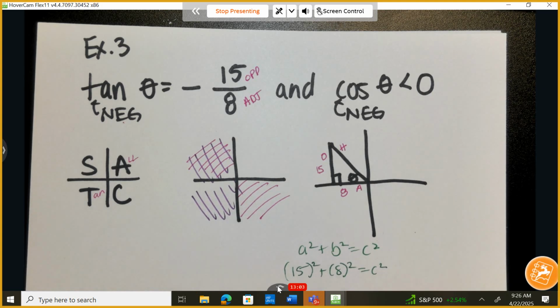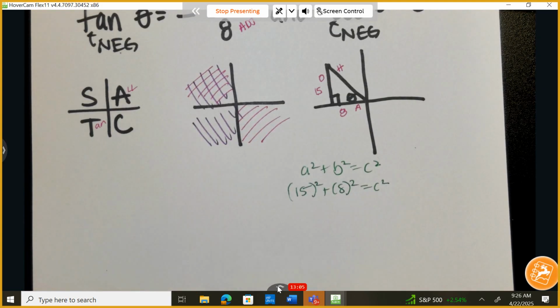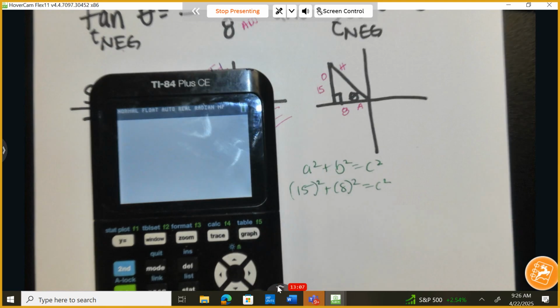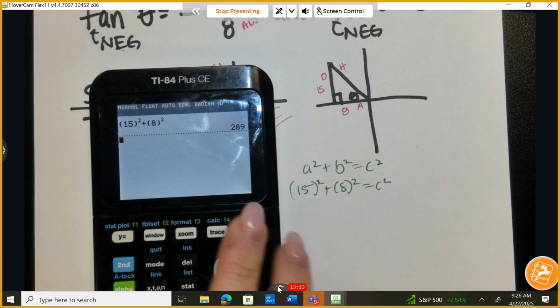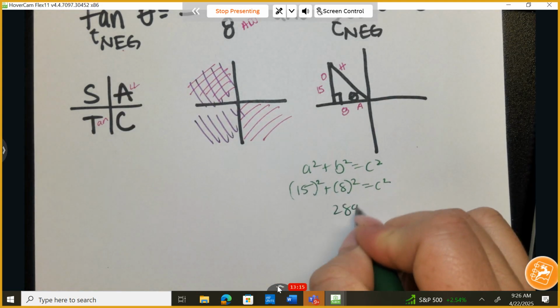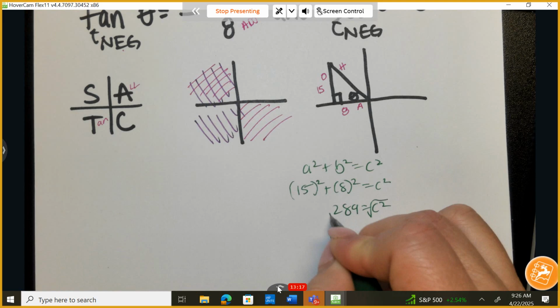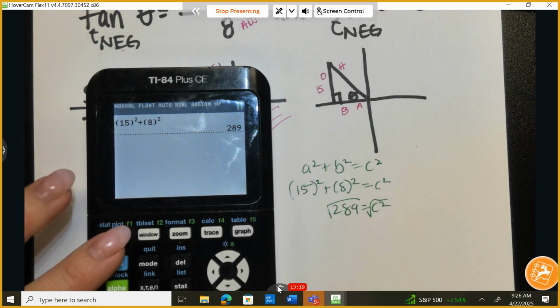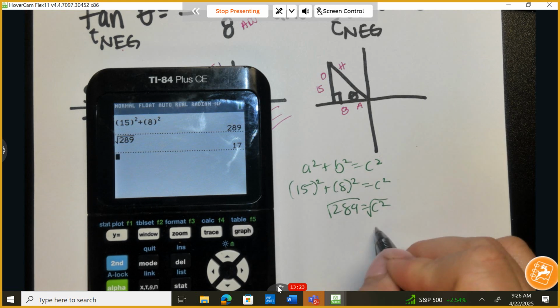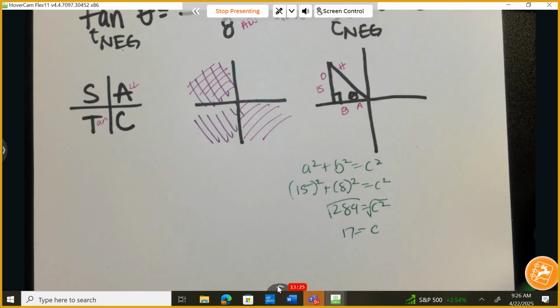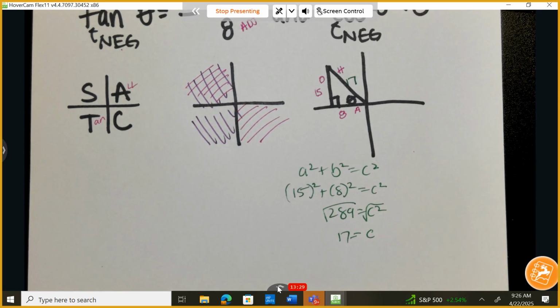Now I'm going to be a little lazy right now. I wrote that down, but I'm going to grab the calculator and you can do the same. We're going to go 15 squared plus 8 squared, and we can see we get a 289. So this is 289 equals C squared, but I need to isolate the C by taking the square root. Square root of 289, and that produces a 17. This is 17. Okay, so we've got that down.